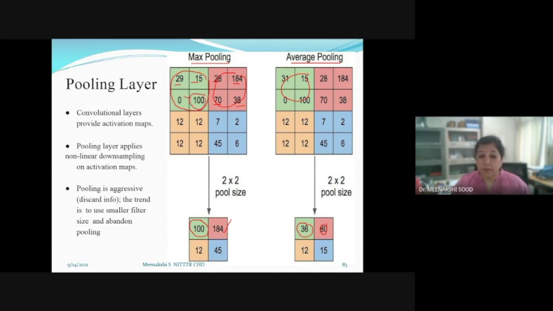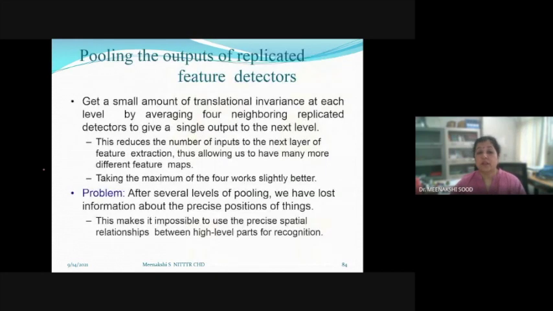The main thing is that the information is also not lost, because if you are taking the maximum value of 100, it means the remaining values are lower than this, so it remains there. But dimensional reduction is there. So we had 4 cross 4, and now we have reduced it to 2 cross 2. This is how the dimension reduction takes place with the help of the pooling layer.